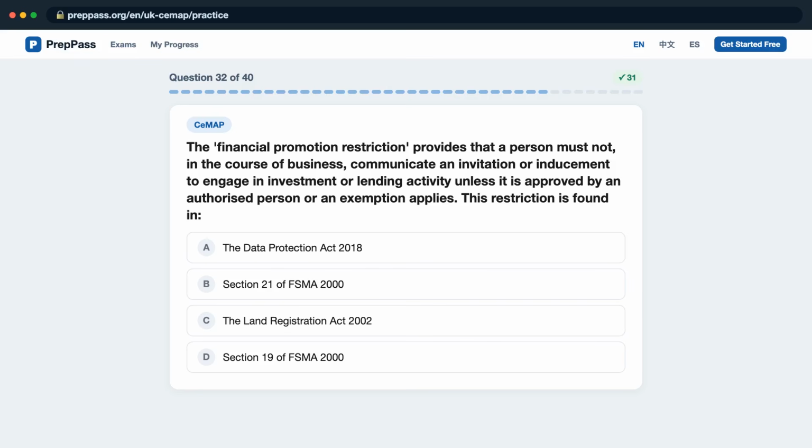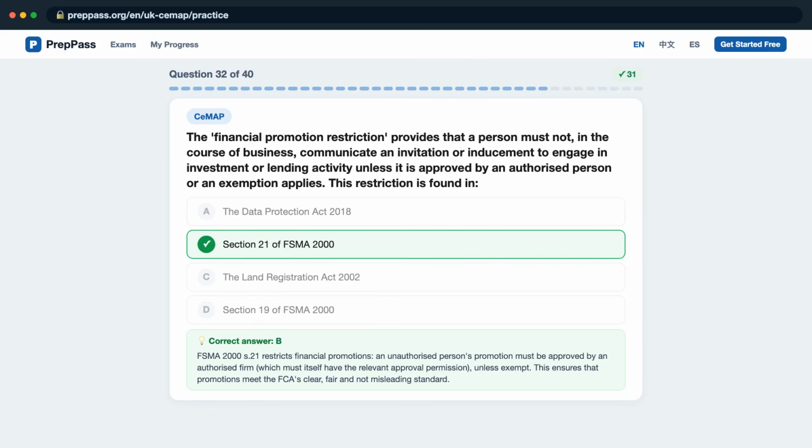Question 32. The financial promotion restriction provides that a person must not, in the course of business, communicate an invitation or inducement to engage in investment or lending activity unless it is approved by an authorized person or an exemption applies. This restriction is found in, is it A. The Data Protection Act 2018? B. Section 21 of FSMA 2000? C. The Land Registration Act 2002. D. Section 19 of FSMA 2000?